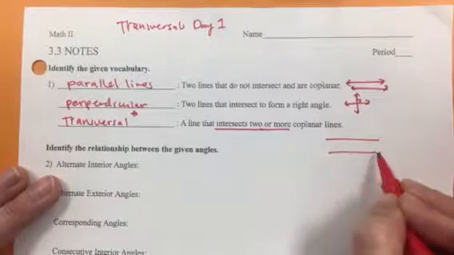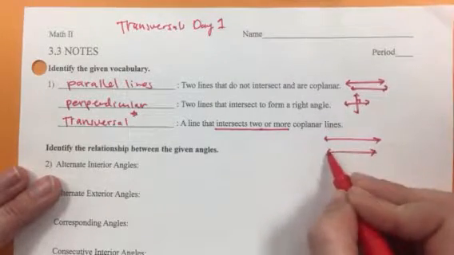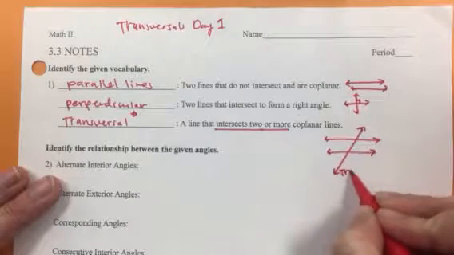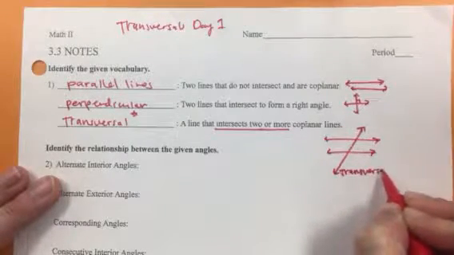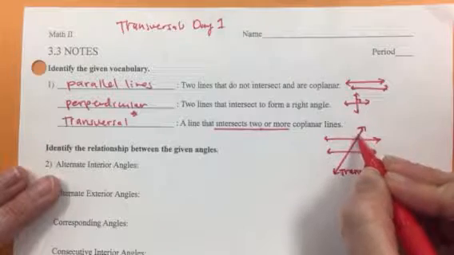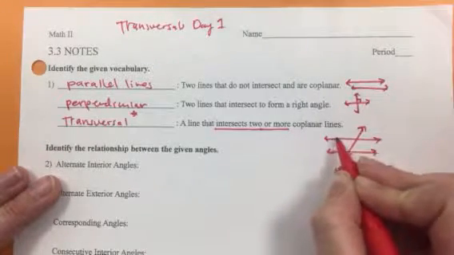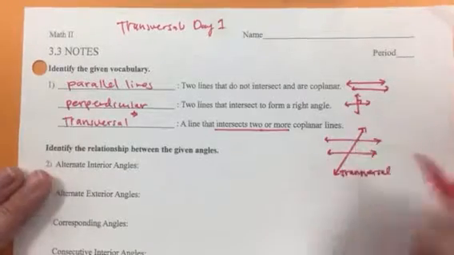So if I had two parallel lines, the transversal would be the line that cuts through them, because it touches two lines. This line right here would not be a transversal because it only touches one line, it has one intersection.